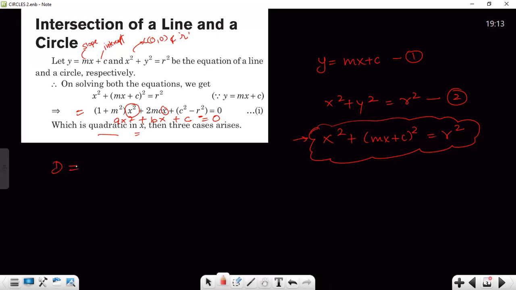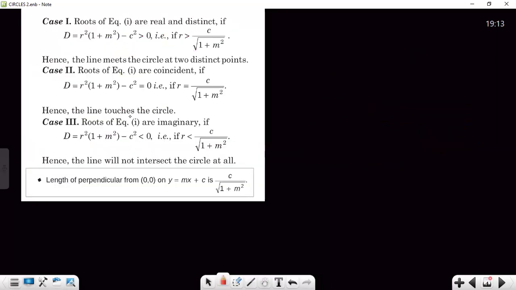The discriminant in this case is r square into (1 plus m square) minus c square. We know if the discriminant is more than 0, the roots are real and distinct, meaning there will be two real roots. If there are two real roots, there are two intersecting points. That means the line is intersecting the circle at 2 points. It can be a secant or whatever.